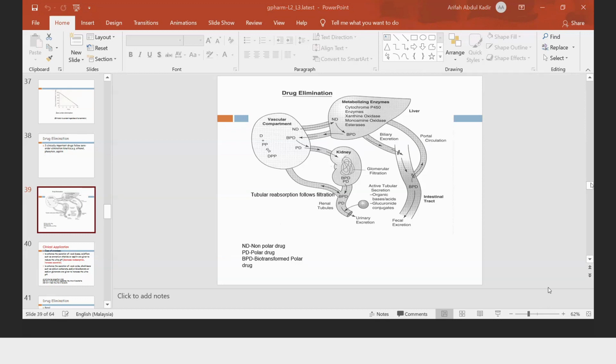Any questions so far? I will explain the diagram on drug elimination tomorrow. You already have a class at 10, right? Yes, doctor. Okay, so it's going to take a while to explain the drug elimination process. Any questions?